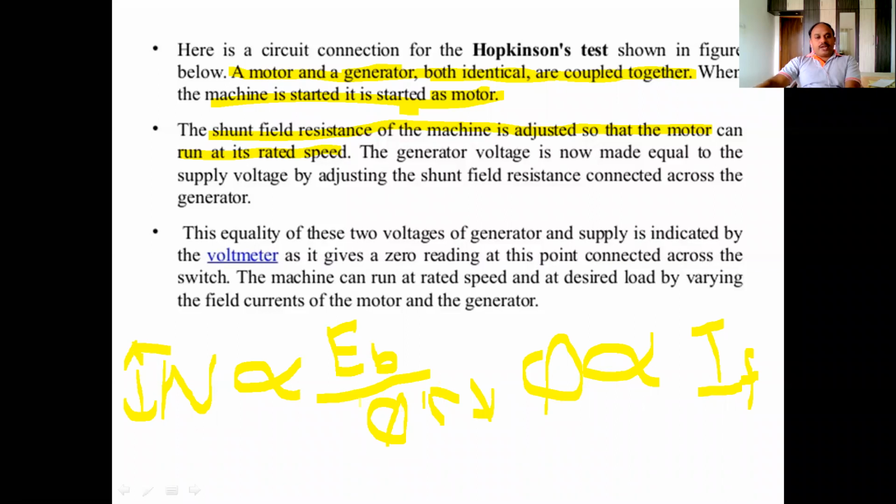In that manner, the speed of the motor is varied, so that the speed of the motor is adjusted to rated speed. Remember, rated speed. If you vary the motor field rheostat, motor speed varies. So the motor field rheostat is adjusted until the motor runs at its rated speed.